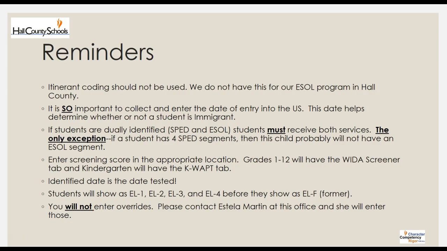Enter the screening score in the appropriate location. You'll see that on the tabs. There's one that says grades 1 through 12, and it's going to say WIDA screener, and then the one for kindergarten will have a KWATS tab. The identified date that you use is the date that you tested the student. Students are going to show as EL1, EL2, EL3, and EL4 before they show as ELF, which is the former.